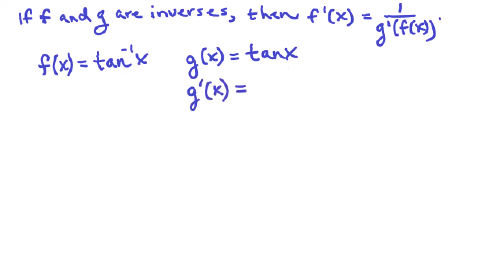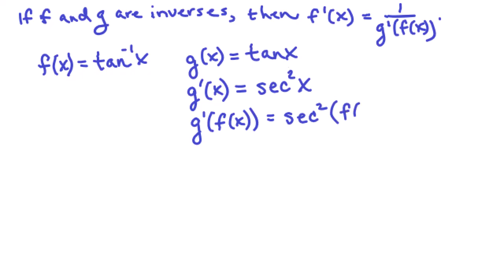And the derivative of tangent is secant squared. So we have secant squared of x. But we don't want g prime of x. We want g prime of f of x. So we substitute f of x for each of the x's. G prime of f of x is equal to secant squared of f of x.